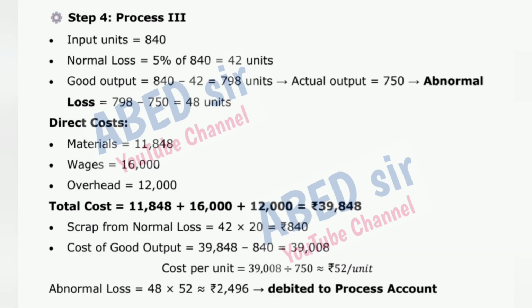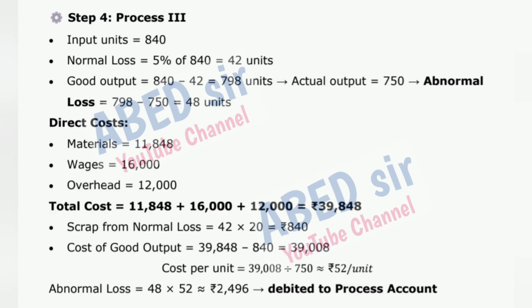Step 4. Process 3. Input units is equal to 840. Normal loss is equal to 5% of 840, which is 42 units. Good output is equal to 840 minus 42, which is 798 units. Actual output is equal to 750. Abnormal loss is equal to 798 minus 750, which is 48 units.